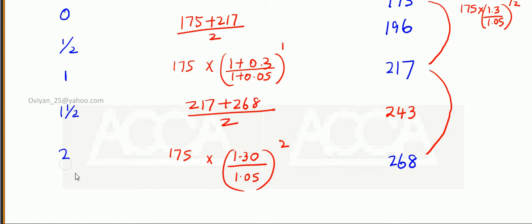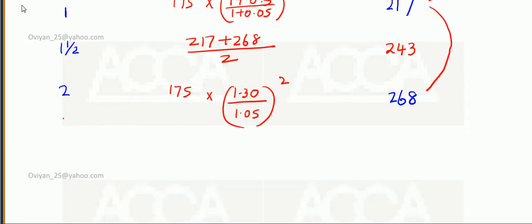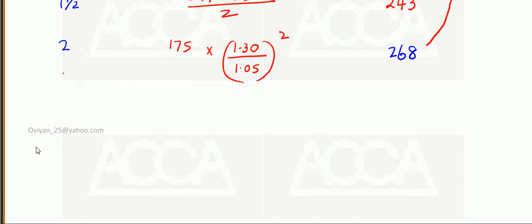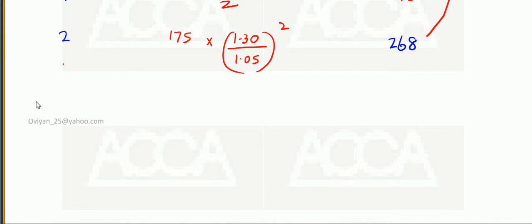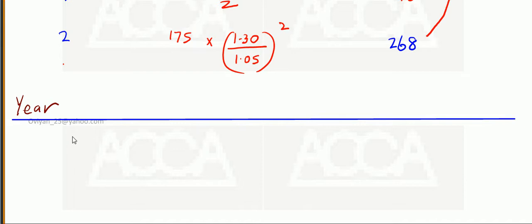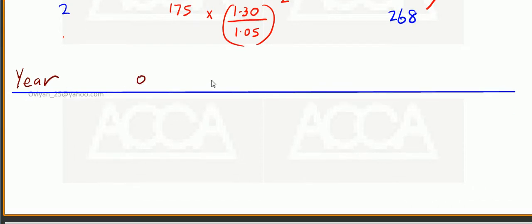Having had all this, the next thing we're going to see is your cash flows. We're going to have a timeline here, and we'll call it years. We're going to have year 0, year half, which is 6 months, and year 1, year 1.5, 18 months, and year 2.